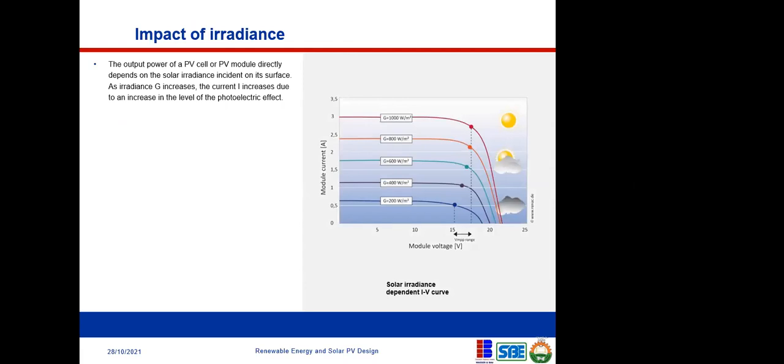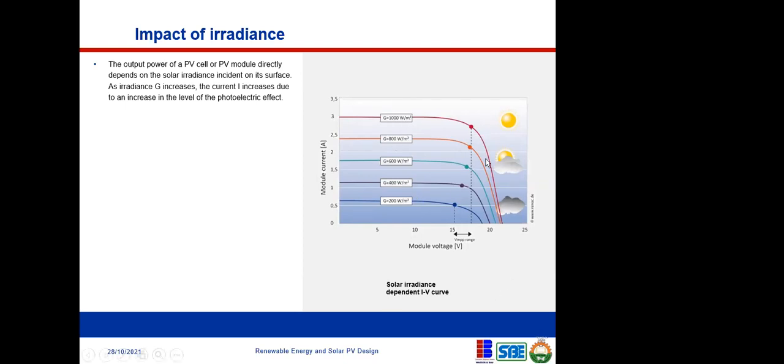So let us look at the importance of the irradiance. The output power of a PV cell or PV module directly depends on the solar irradiance incident on the surface. As irradiance G increases, the current I increases due to an increase in the level of photoelectric effects. Now let us look at this graph.